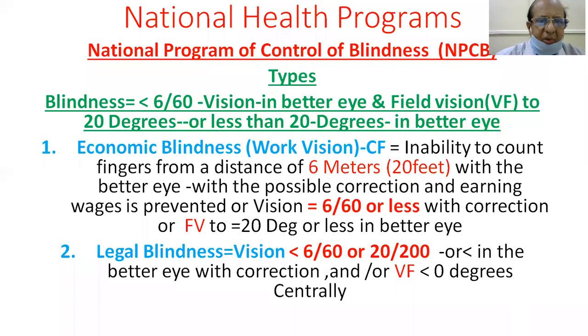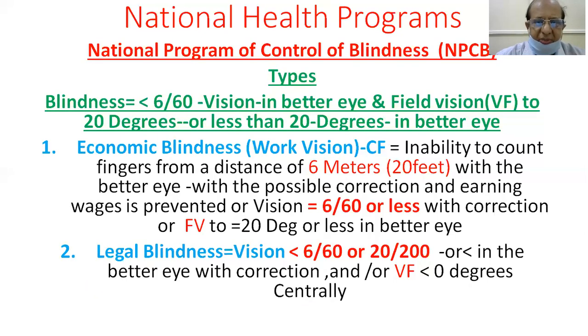Coming to the economic blindness, that is the counting fingers. Inability to count fingers from a distance of 6 meters with the better eye. 6 meters or 20 feet with the better eye. With the possible correction and earning wages is prevented. That is called economic blindness. This vision is called economic blindness.